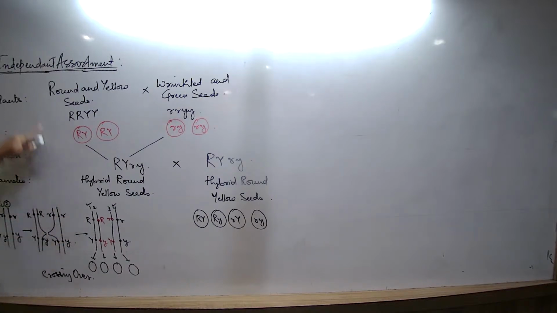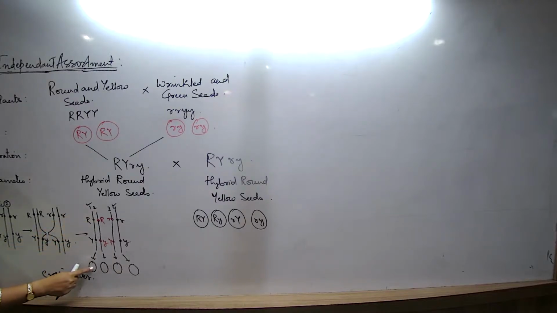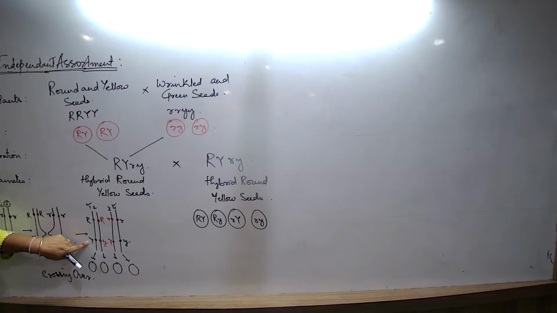Now, see here, independent assortment क्यों कहा जाता है? After the process of all these crossing over and assortment done, every single chromosome goes in the formation of one type of a gamete. अब जब ये particular chromosome will enter here to form a gamete, is it dependent on the other 3? No, because every single chromosome has one allele for shape and one allele for color.